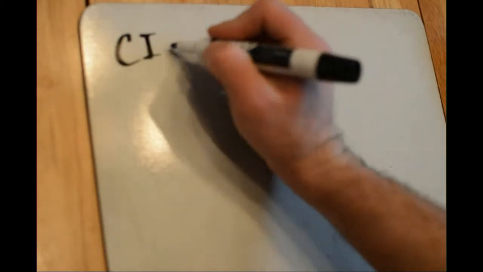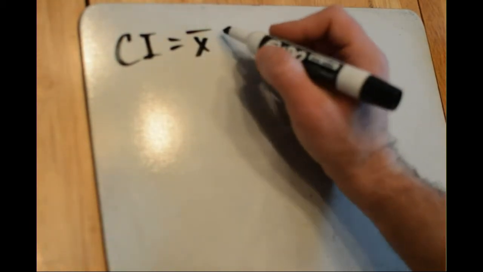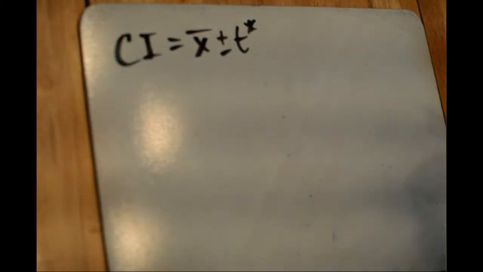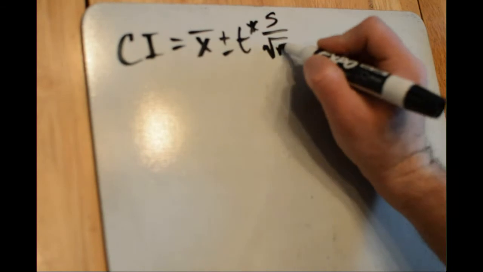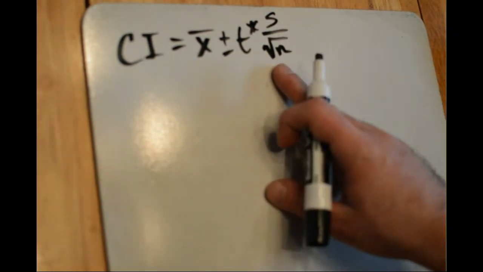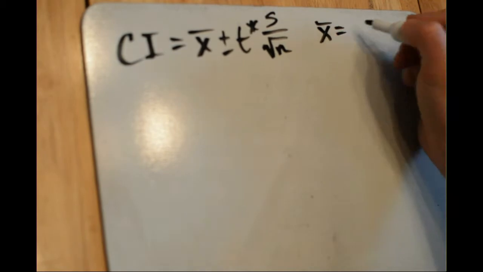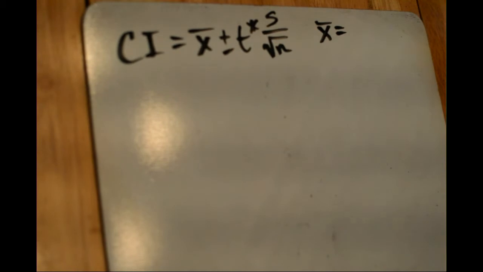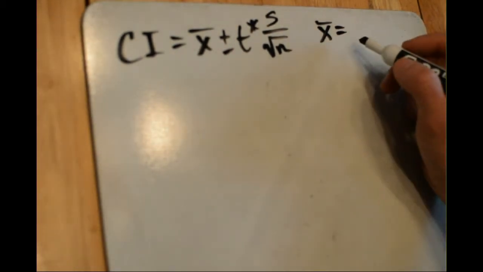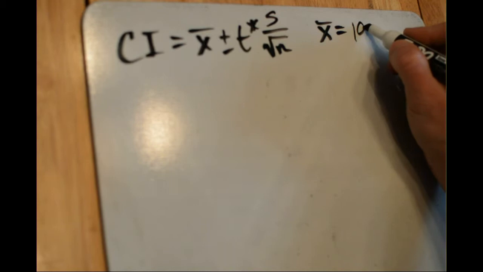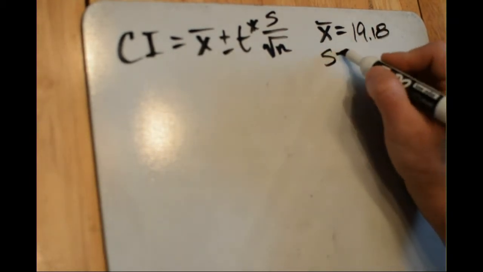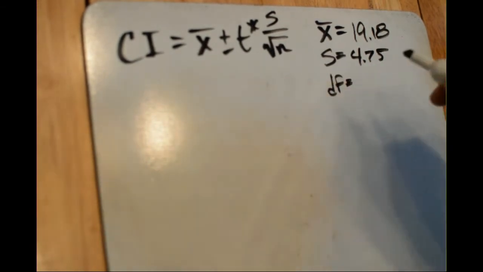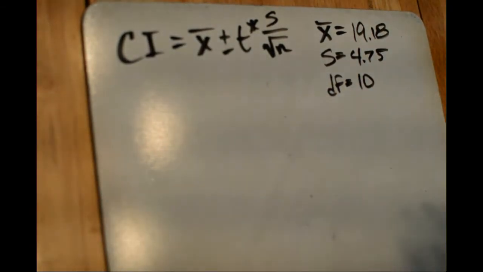Now in step 3, we're going to go ahead and calculate our confidence interval. So that's going to be x bar plus or minus t star. Since we don't know what the population standard deviation sigma is, we have to use s. We're going to be using t star. So that's our confidence interval formula. So let's go ahead and find all those sample statistics. So x bar, if you put this into a list and spreadsheet and find your one variable statistics, x bar is 19.18 pounds. Standard deviation is 4.75 pounds. Our degrees of freedom, since we have a sample size of 11, we have 10 degrees of freedom.